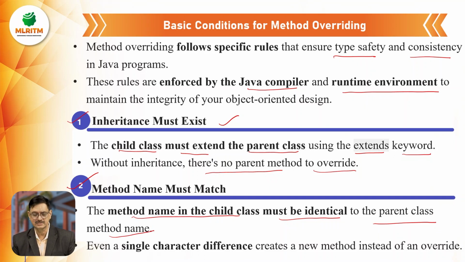Even a single character difference creates a new method instead of an override. Even if a single character changes in the child version, those two methods become two different methods. Okay, the child method is not overriding the parent method. Instead, they become two different methods.